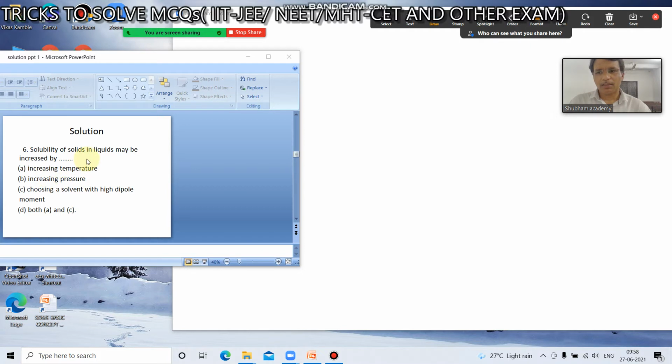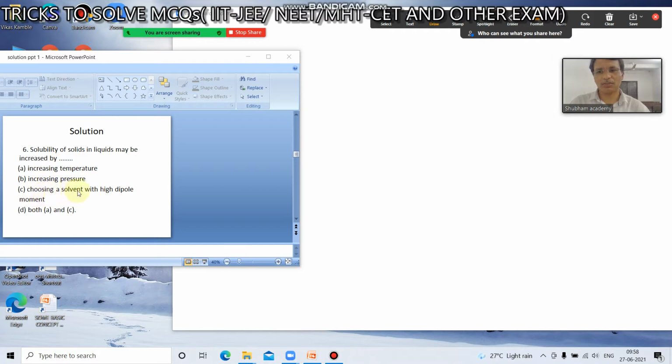Friends, you know that the solubility of solid in liquid increases as you increase the temperature. So the first option is correct. But the second option is pressure. If you increase pressure, the solid and liquid are incompressible, so pressure does not affect the solubility of the solid in liquid. So option B cannot be considered here.